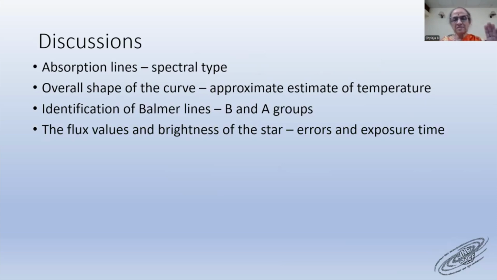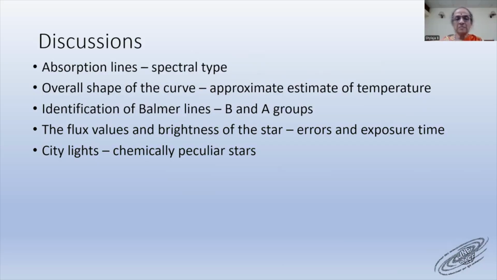And the y-axis values also, some of them have a scale ranging from 1 to 5, some of them from 10 to 20. So it is related to the brightness of the star, and therefore the errors are smaller, and therefore the exposure time also will be less.